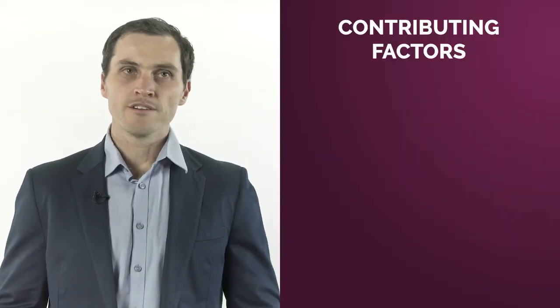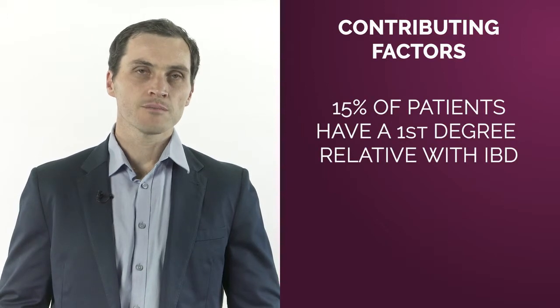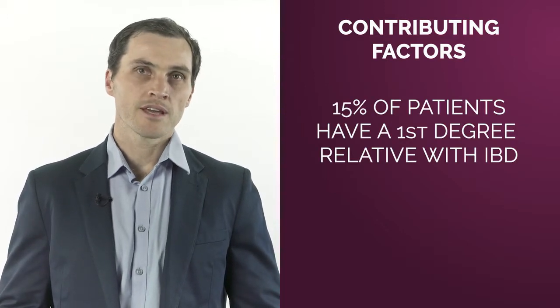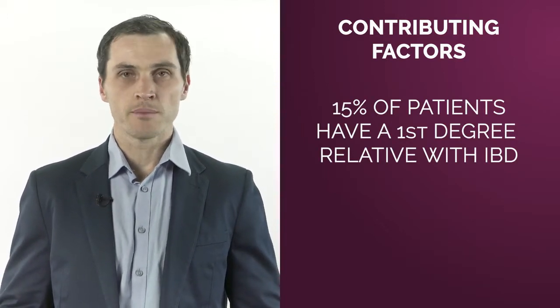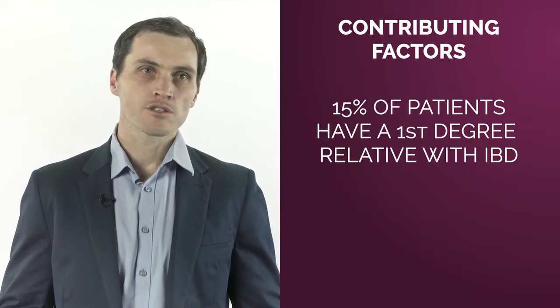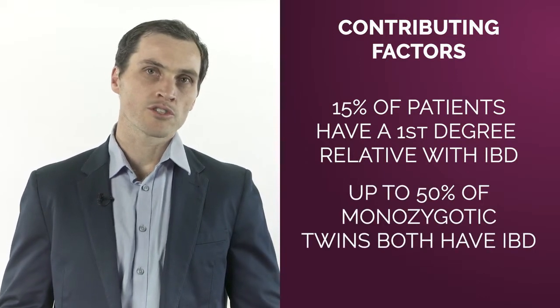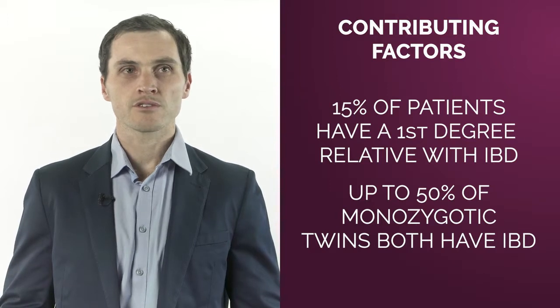Genetics, of course, play a very important role, and 15% of people with IBD actually have a first-degree relative with IBD as well. This is further supported by studies which have demonstrated that there is up to a 50% concordance in monozygotic twins. The fact that only 50% of monozygotic twins show concordance also means that the environment is very important in the development of inflammatory bowel disease. This is both in terms of getting the illness as well as controlling it.